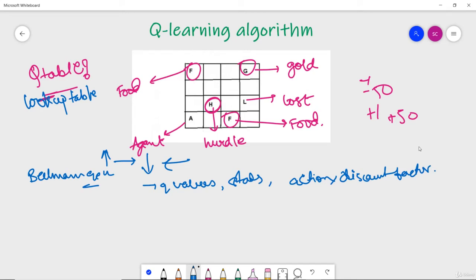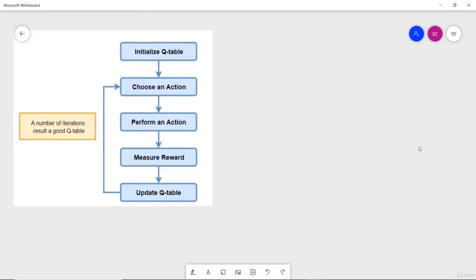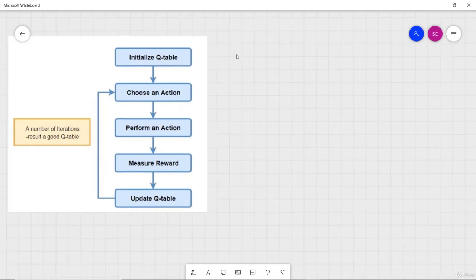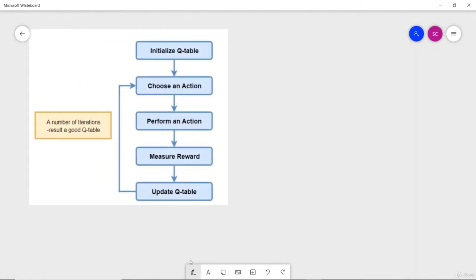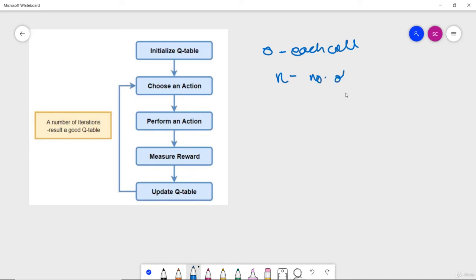Next, we're going to see the algorithm process of what happens in Q learning. Here you can see a diagram of the Q learning algorithm process. Firstly, we initialize the Q table with the value 0 in each cell. In the Q table, there are n columns and m rows. So we can say that n is the number of actions and m is the number of states.